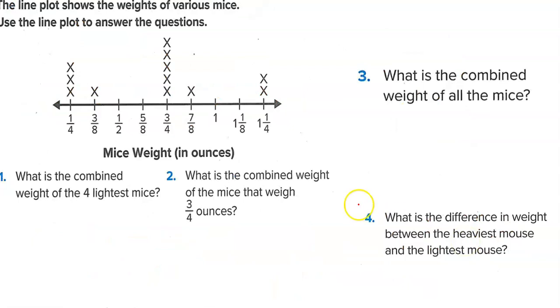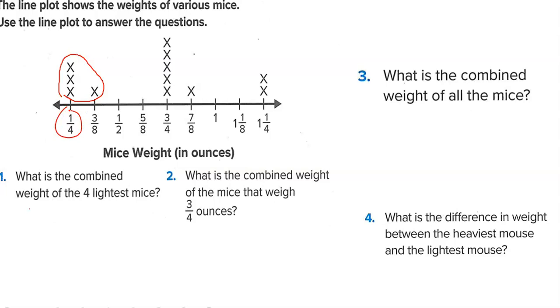Okay, if we go here, you do the same, but the questions are a little bit different here. What is the combined weight of the 4 lightest mice? To combine means together, two. Weight of the 4 lightest mice. This is 1/4, 3/8, half. All of these are very light. Here is very heavy. So I need only 4 mice that are lightest.